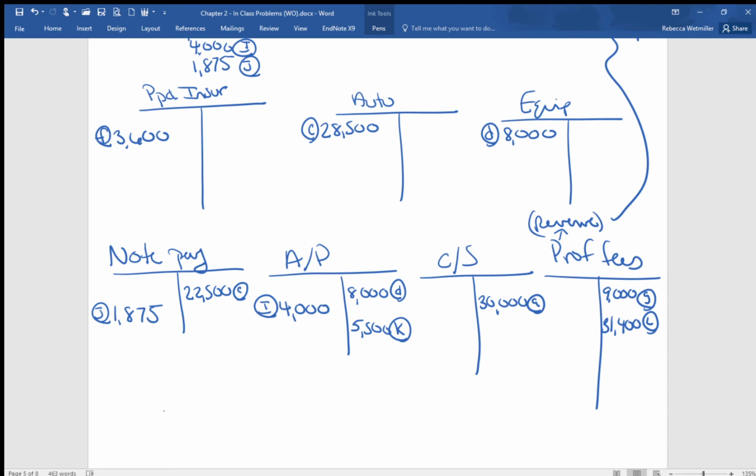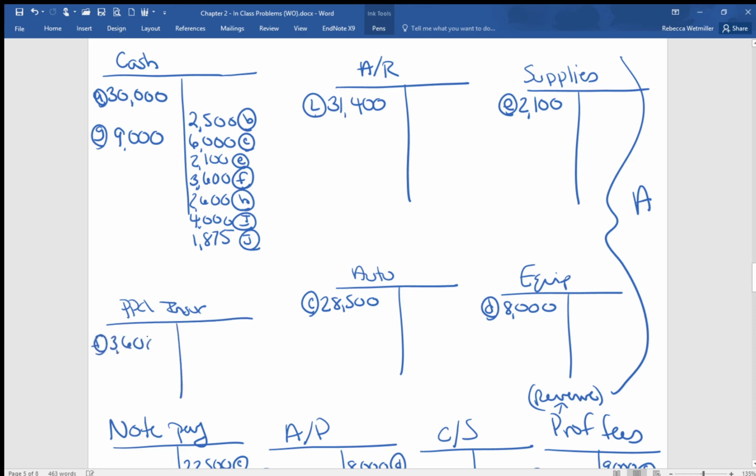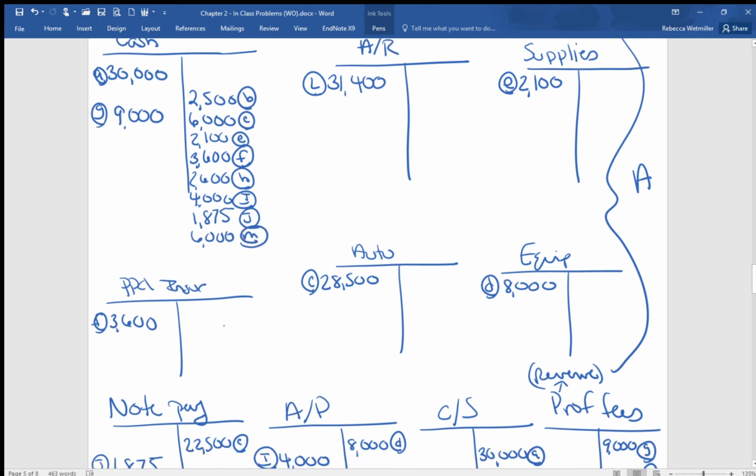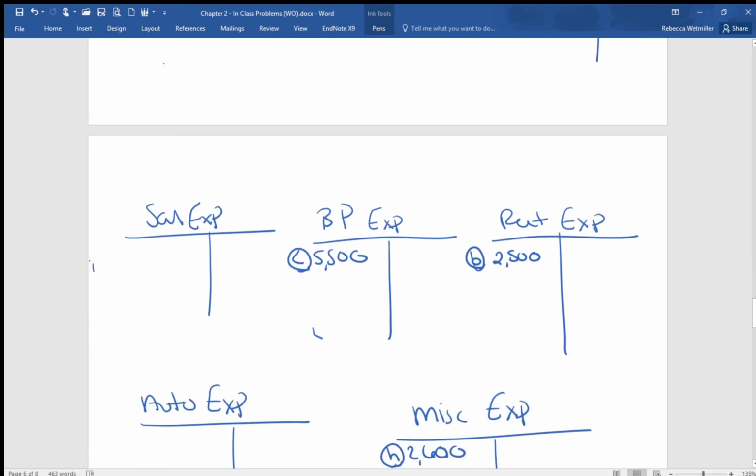Okay, transaction M. I paid salary of assistants for $6,000. So if I paid it out, that means it's going to be a decrease to my cash. I'm running out of room. So I have M over here for $6,000. I paid it out for salary of my assistants. So it's going to be a salary expense of $6,000. We increase expenses by debiting.